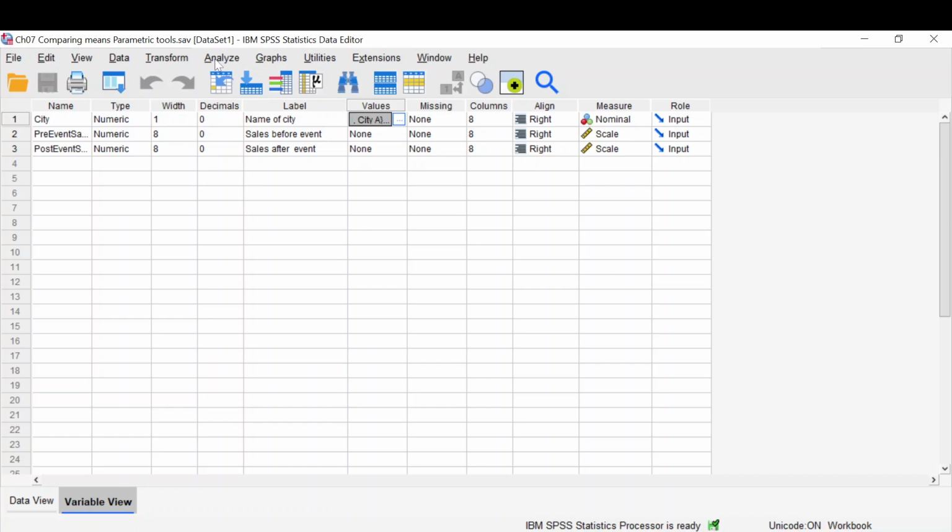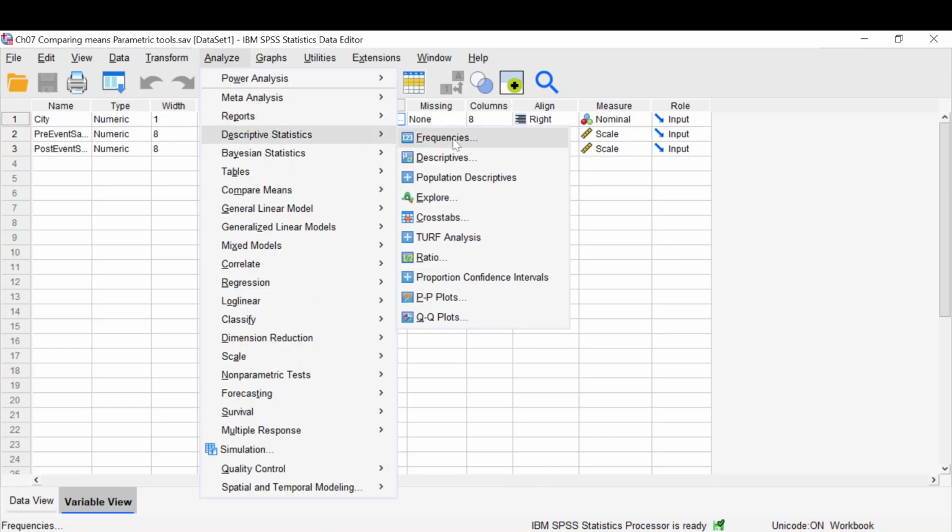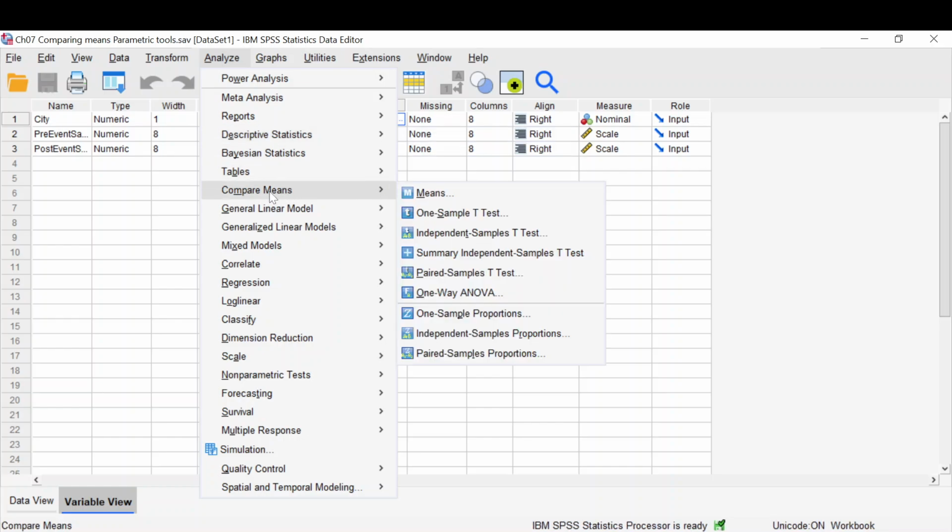So as I said before, the first step you should always do is analyze descriptives, frequencies, and look at a histogram and look at the skewness and kurtosis values. We've already done it in the paired or in the one sample t-test video. So if you would like to look at how that's done, please go back to that video and you can see the steps to do that there. Okay. Now we're going to go straight into compare means. And as I mentioned, we're going to run an independent samples t-test analysis.